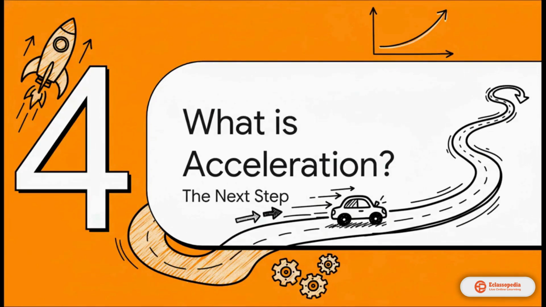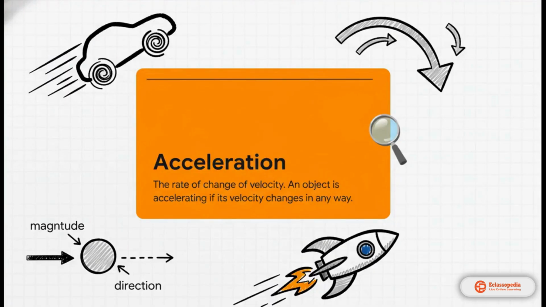Okay, so we've got speed and velocity down. But what happens when velocity itself starts to change? Well, that's where our next big concept comes in. Acceleration. So what is acceleration? Simply put, it's the rate of change of velocity. And this is really important because velocity is a vector. If you change its magnitude, the speed, or its direction, you are accelerating.